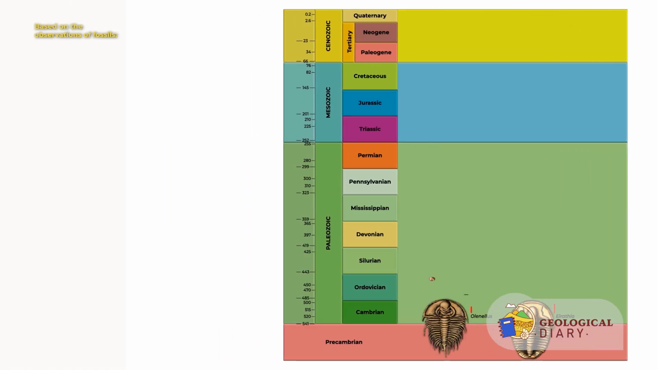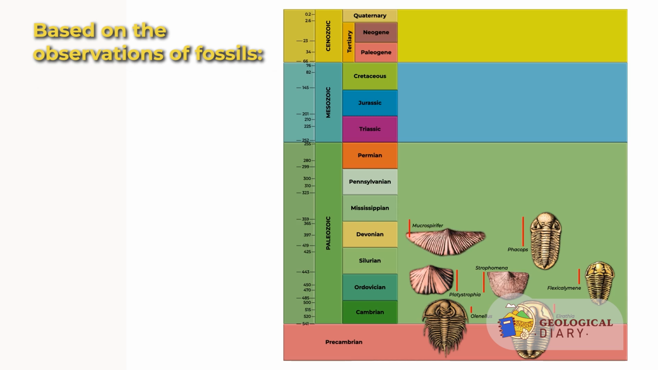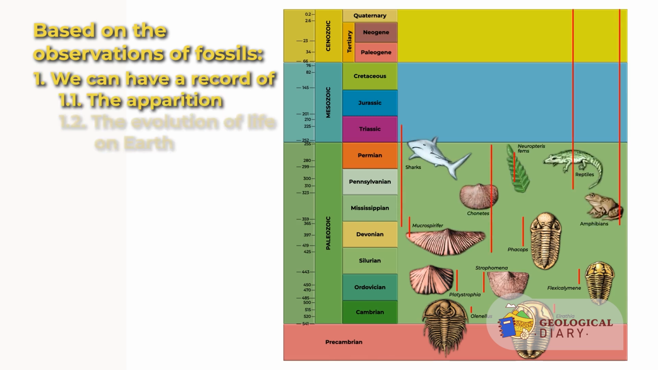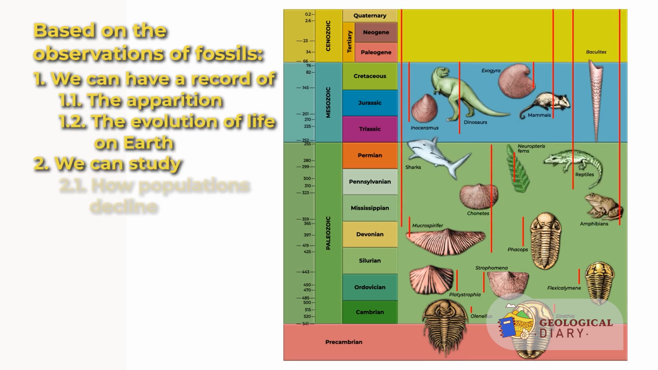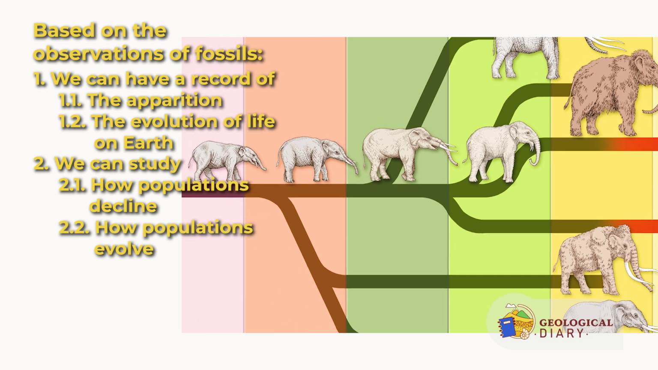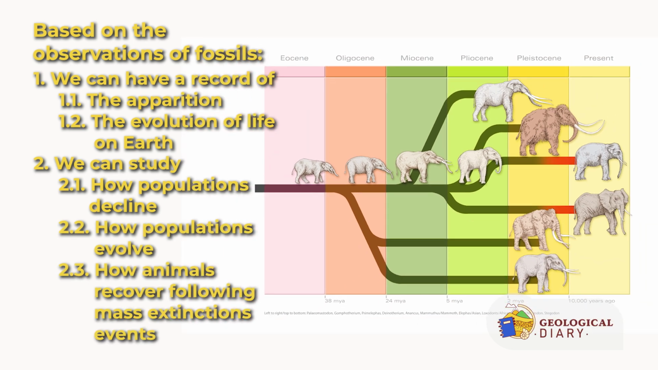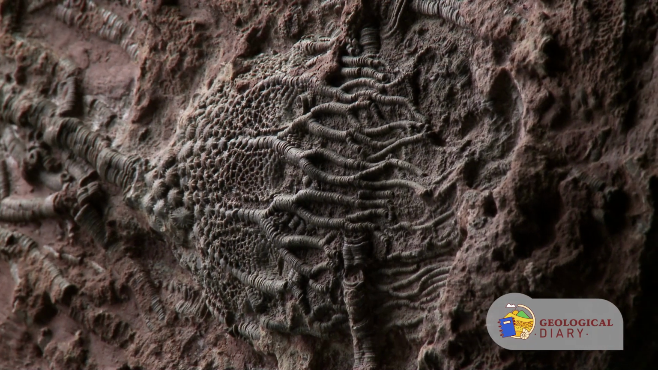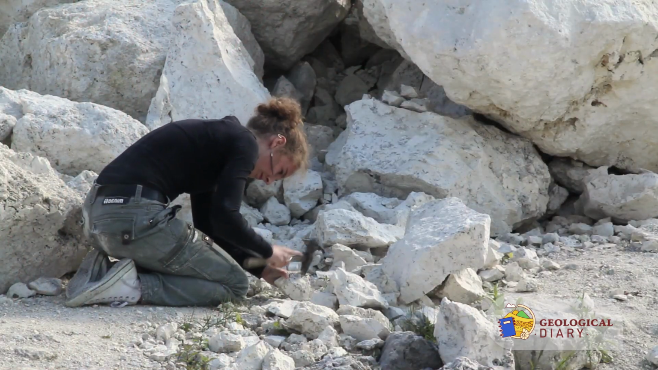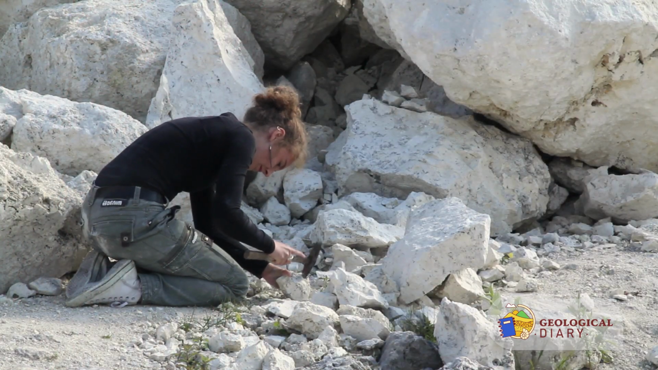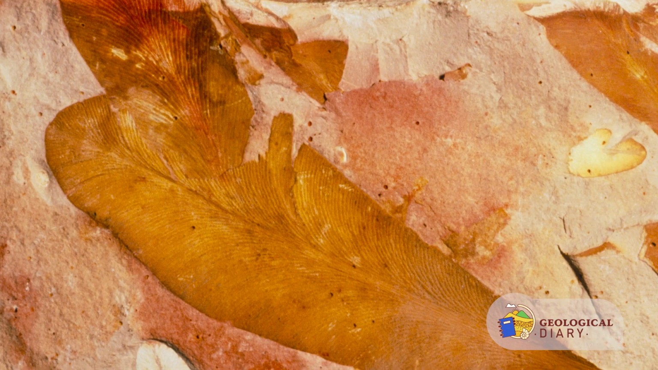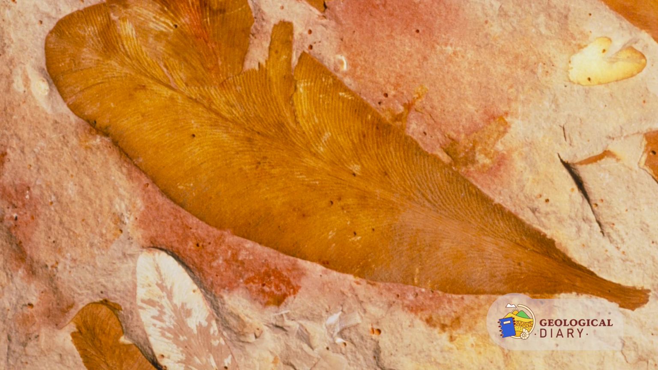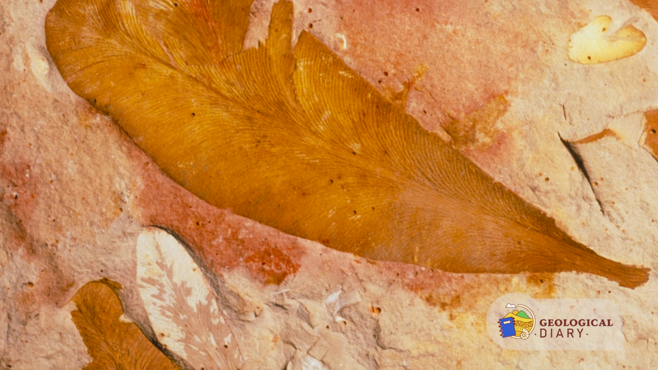In part, based on the observations made on fossils, we can have a record of the apparition and evolution of life on Earth. We can study how populations decline, evolve, or even how animals recover following mass extinction events. So because fossilization is the exception and not the norm, next time you see a fossil, think about the unique set of conditions that are required for that to happen and marvel at one of the records of life on Earth. And that is indeed quite an incredible thing.